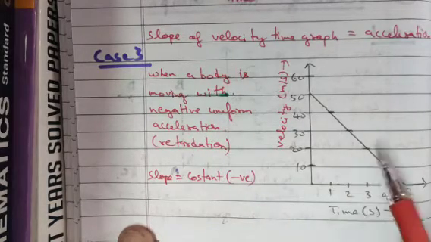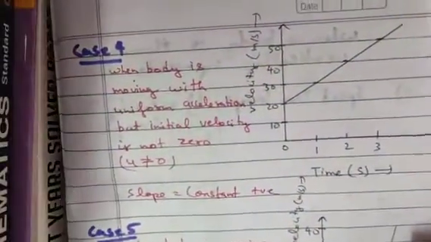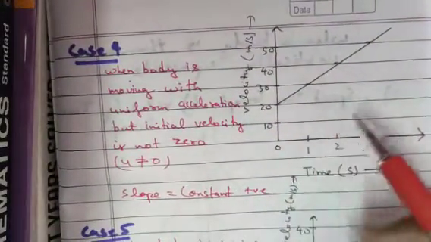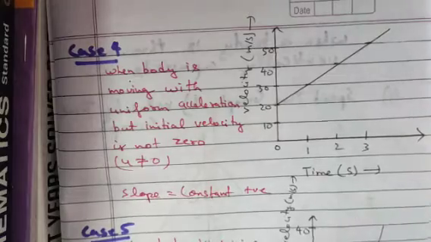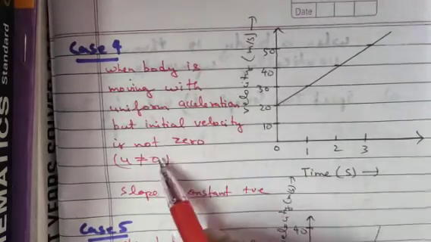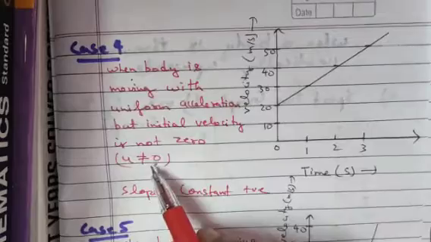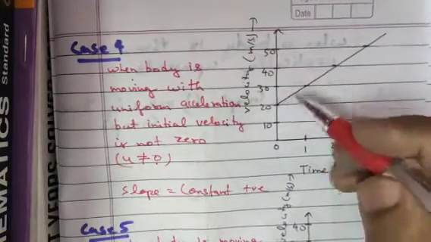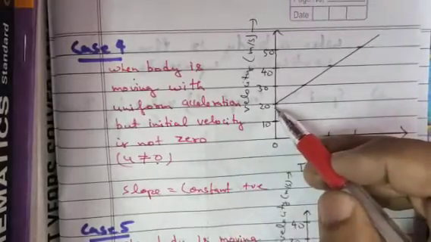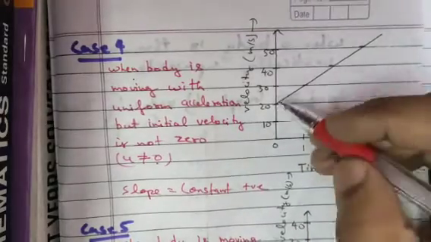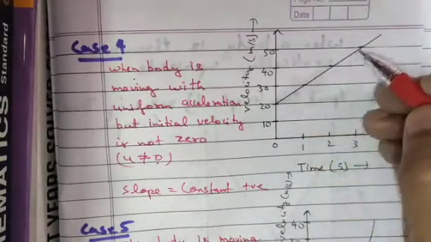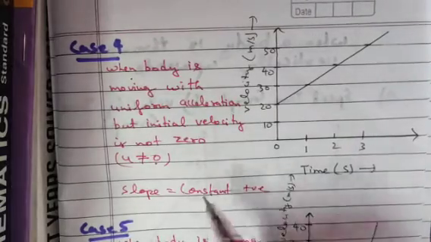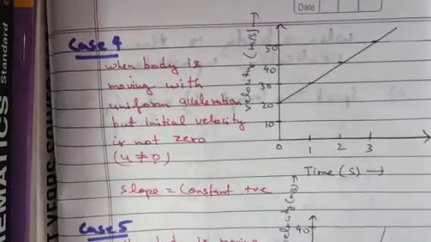Slope will be constant and the slope will be negative. Next case, when a body is moving with uniform positive acceleration, but the initial velocity is not equal to 0, u is not equal to 0, then the graph will not start from origin. If suppose the initial velocity is 20 meter per second, then the graph will start from 20 meter per second. So slope will be constant and positive.